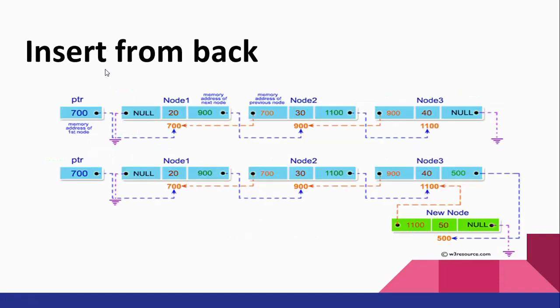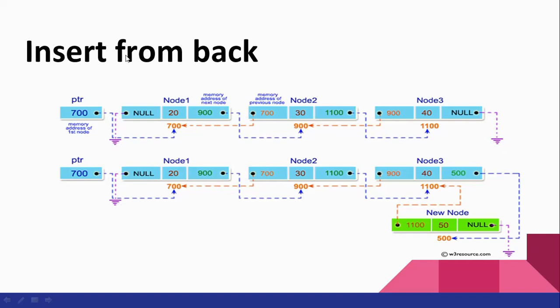The next one, insertion at the back. How are we able to insert a node at the back? That's what we are going to learn. Obviously we need to traverse the list and identify the last node of the linked list. So how can we identify the last node? The last node's next pointer will always point to the null value.